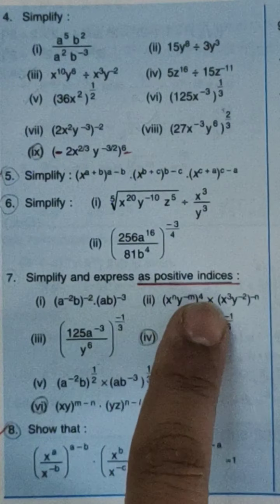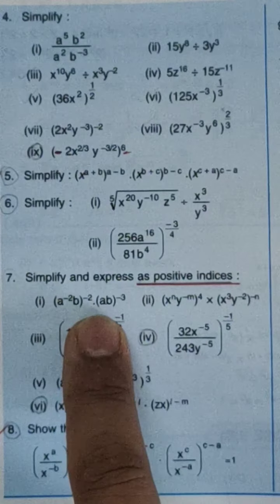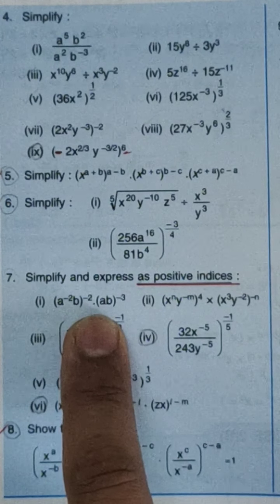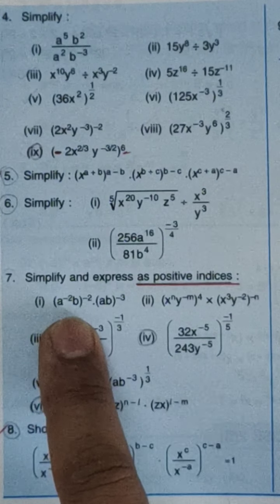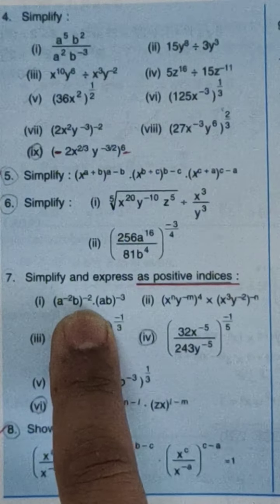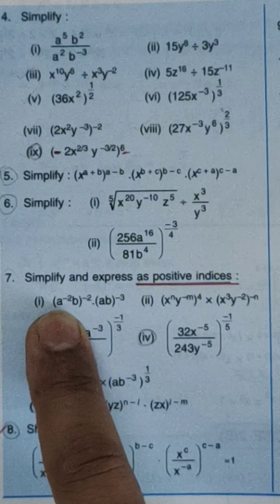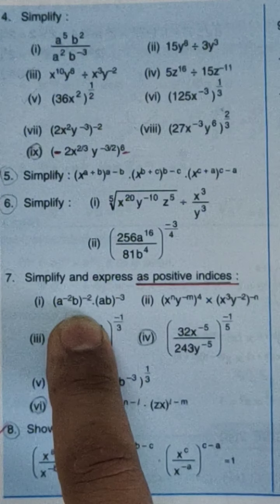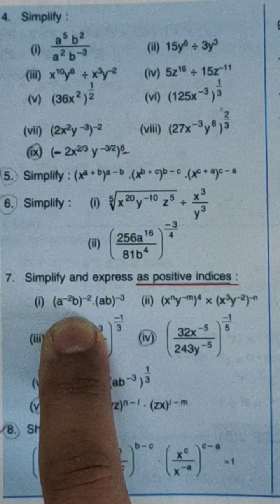Simplify and express as positive indices. So once you simplify this, whatever answer you get, you just convert the powers. You have to keep the powers positive. Here (a to the power of minus 2, b) whole to the power of minus 2. So this can be written as, you bring it in, it will become a to the power of minus 4 and b to the power of minus 2. That will become a to the power of 4 divided by b to the power of 2.